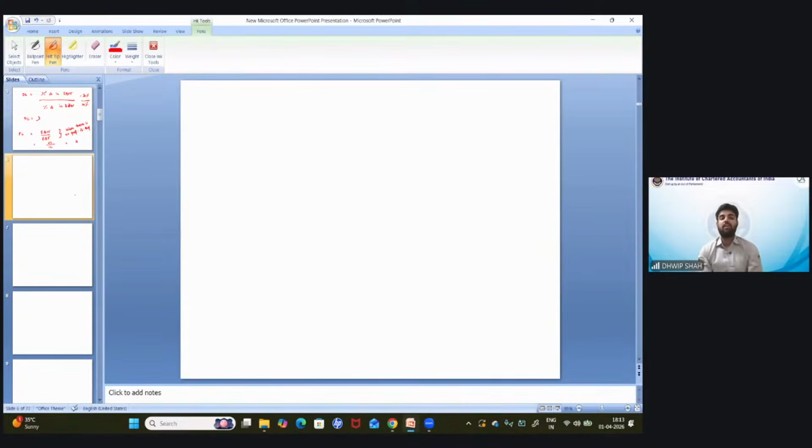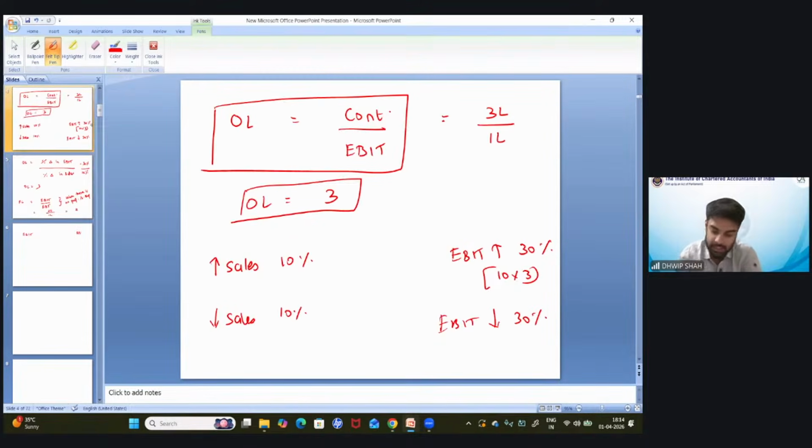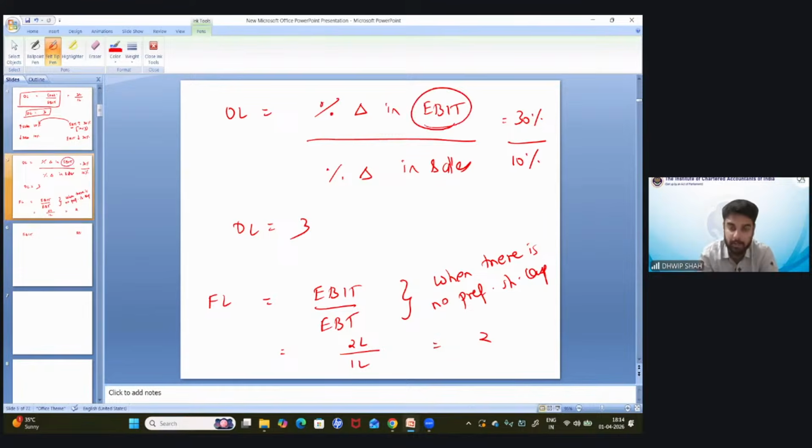So can I say FL is a study from EBIT to EPS, meaning impact on EPS due to changes in EBIT. Are you following? Between EBIT and EPS, which is the dependent variable? EPS is. EPS is dependent on EBIT; EBIT is the independent variable. In operating leverage, between sales and EBIT, the dependent variable is whom? EBIT. EBIT is dependent on sales. So that's why percentage change in dependent variable, which is nothing but percentage change in EBIT, upon percentage change in independent variable, which is nothing but percentage change in sales.